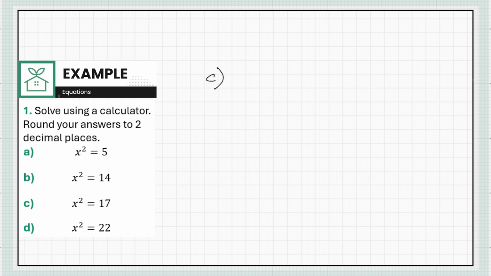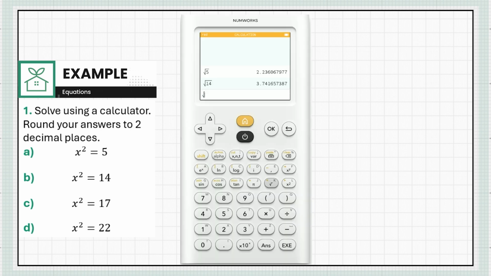Okay, looking at C, we have x squared is equal to 17. That means x is equal to plus or minus the square root of 17. So put x is equal to square root of 17, hit execute, 4.123.